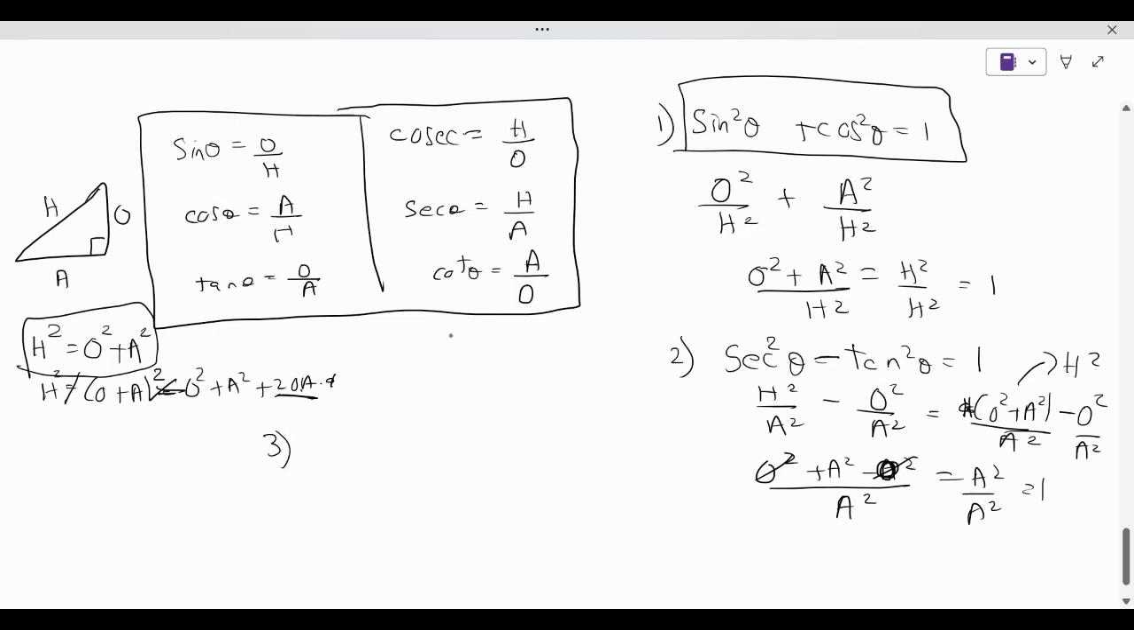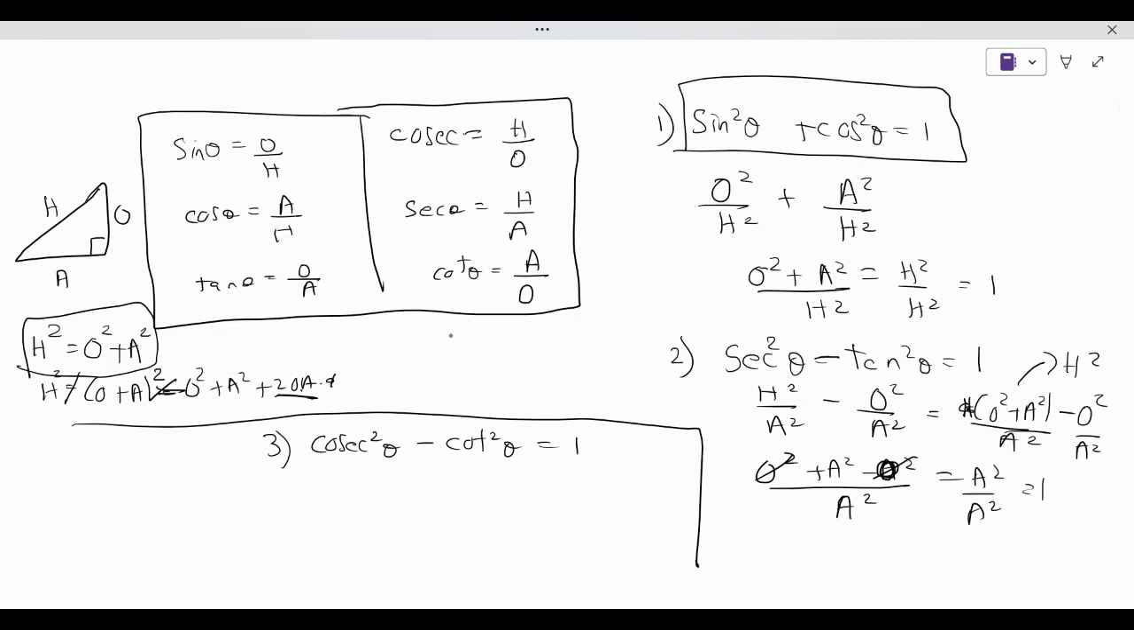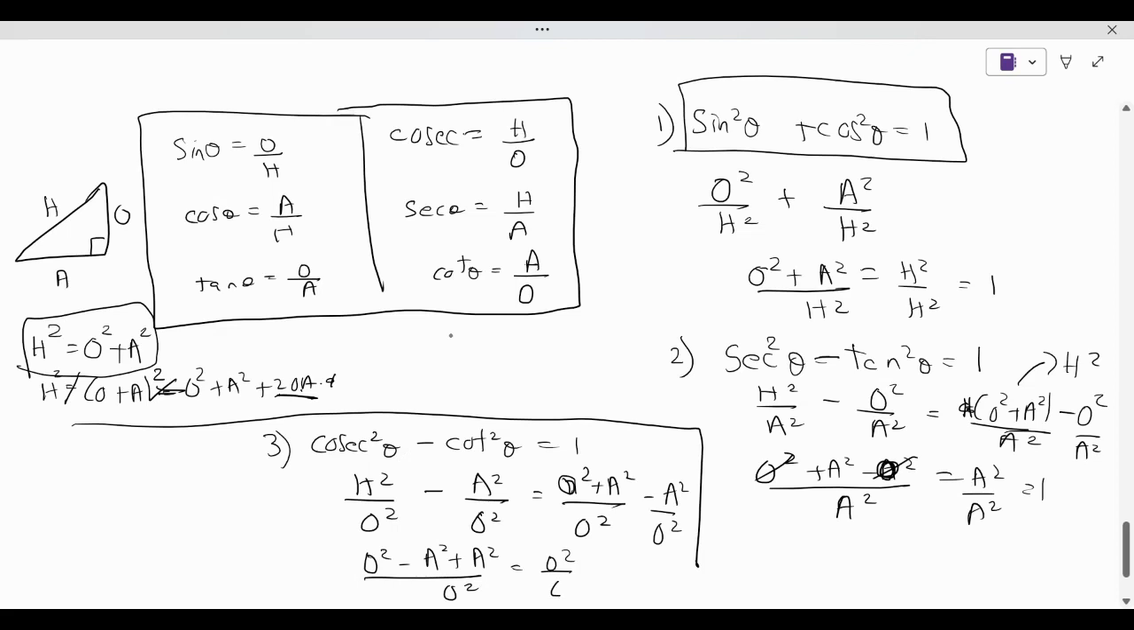The third proof is cosec square theta minus cot square theta equal to 1. We can write this because cosec square theta is equal to h square by o square minus a square by o square, which, with h square written as o square plus a square, is o square plus a square by o square minus a square by o square, which can be written as o square minus o square plus a square by... which is equal to o square by o square, equal to 1. So this is the proof of these theorems.